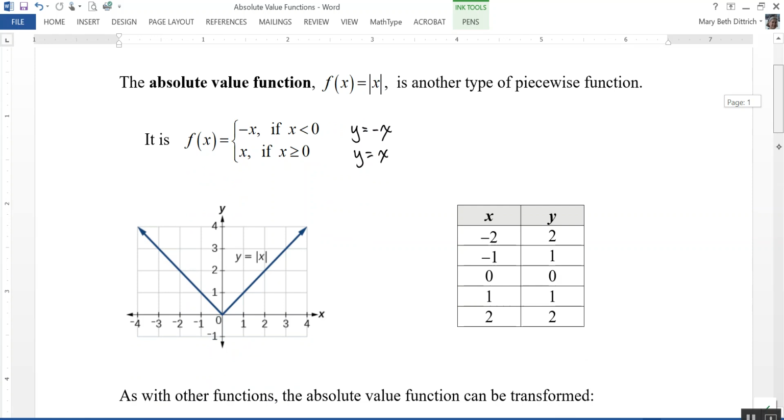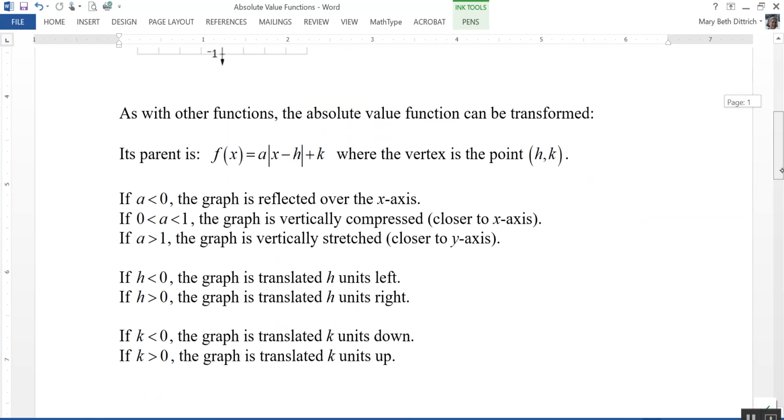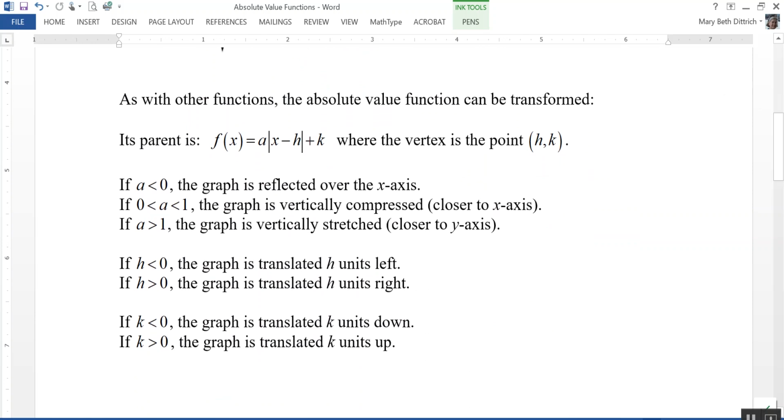So as with a lot of other functions, the absolute value function can be transformed. It can be moved. It can be shifted up or down, left or right, flipped, and made wider or narrower. Its parent function is f of x equals a, which is going to be a constant, times the absolute value of x minus h, plus, not within the absolute value, k, where the vertex, or that bottom of the V, is going to be the point h, k. H and k are numbers.